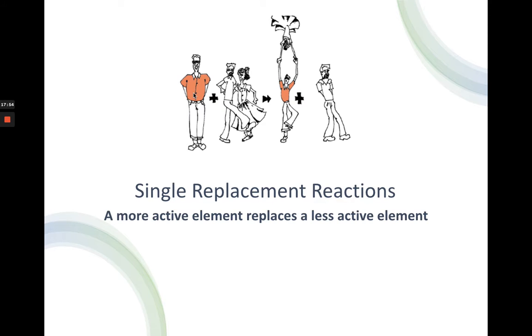Now, that's not to say in a different circumstance you couldn't kick out somebody else, but I'm just saying in this circumstance, if Todd and Joe are representing the metal and the metal cation, the metal has to replace the metal cation. And Sally represents the non-metal anion. But again, in a single replacement reaction, it can only happen one way, where a more active metal replaces a less active metal. So let's see if I can sort of show you this in terms of chemical terms.